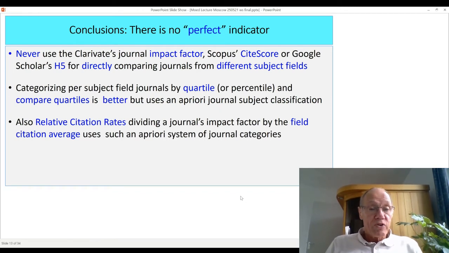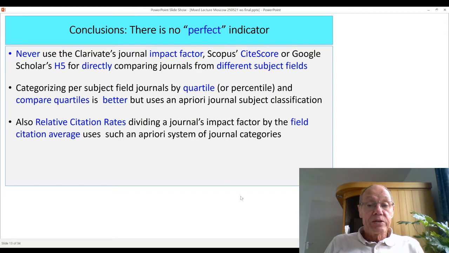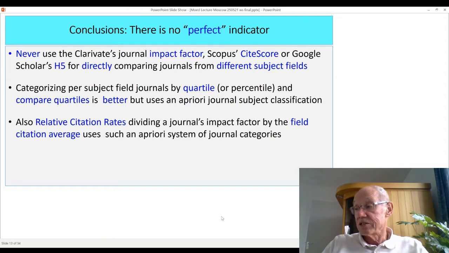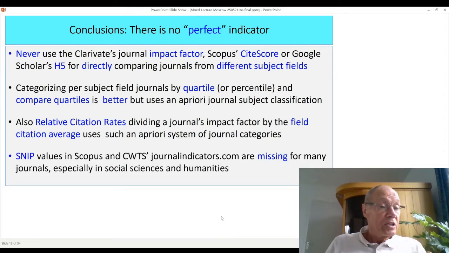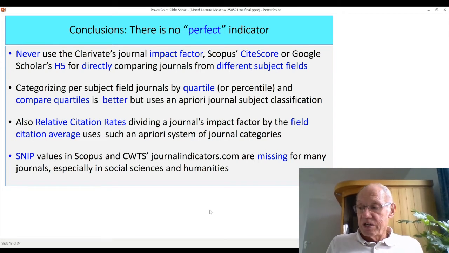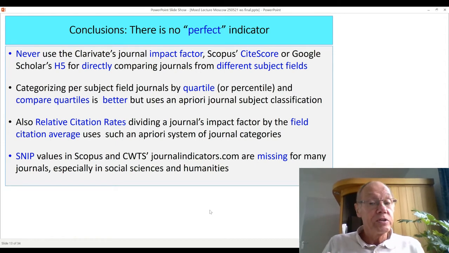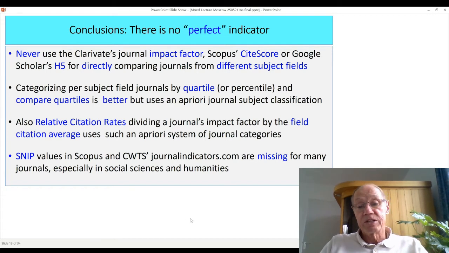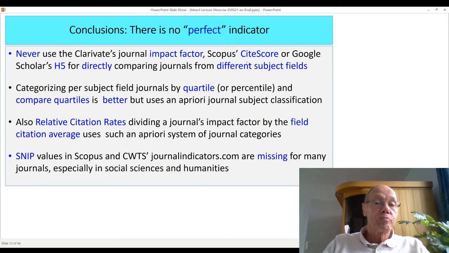Next, the so-called relative citation rates, which divide a journal's impact factor by the field citation average in the subject field, use such an a priori system of journal categories and have the same limitation. But SNIP compensates for differences in citation potential and has a tailor-made field subject definition, but currently for quite a few journals, especially in social sciences and humanities, SNIP values are actually missing. Again, as you can see, there are no perfect solutions. There is no perfect indicator, and we must be aware of the limitations of an indicator in order to be able to use it in a proper manner.